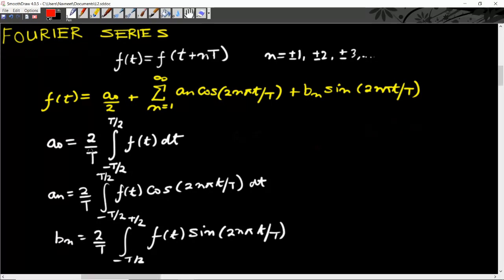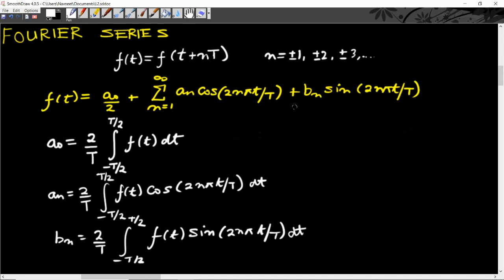And we have seen that the constants in this Fourier series, a naught, an and bn, can be found out by using the orthogonality property of sines and cosines. So a naught is given by this integral over here, and an and bn are given by these integrals. So essentially we take this function, multiply with the corresponding cosine or sine function, and then we integrate over one whole time period, that is minus T by 2 to T by 2.